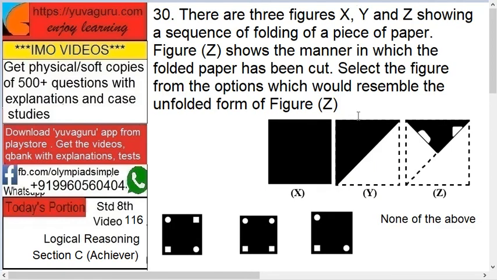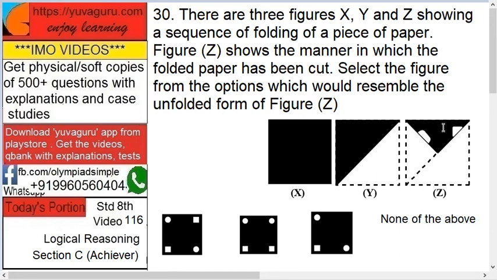There are 3 figures X, Y and Z showing the sequence of folding of a piece of paper. See, this is a full paper, now folded over here into a triangle, then folded again. And then figure Z shows the manner in which the folded paper has been cut. We have given a cut over here and a cut over here. Then select the figure: when you unfold this paper, how will it look? A, B, C and D is none of the above. So which one?